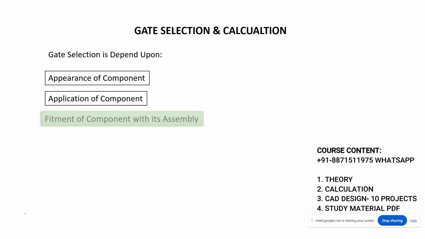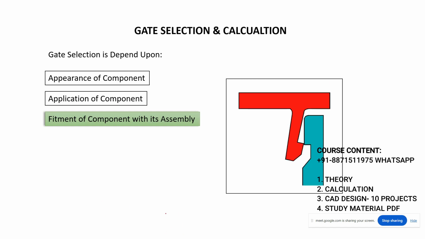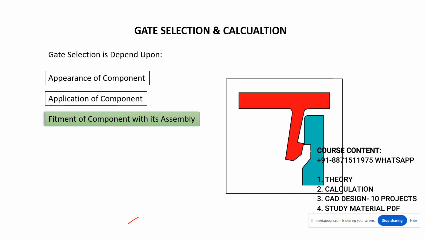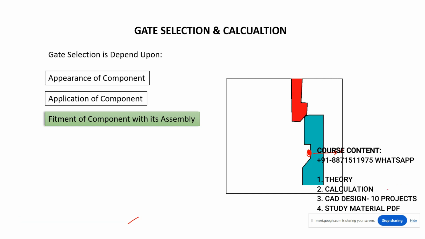For example, if you are preparing a plastic component like this, see here, in this component, one minute, for example, this is this, and you are giving the gate position in this position. So what problem will occur here? Tell me. What will be the problem?